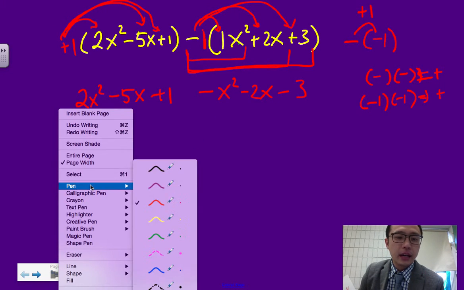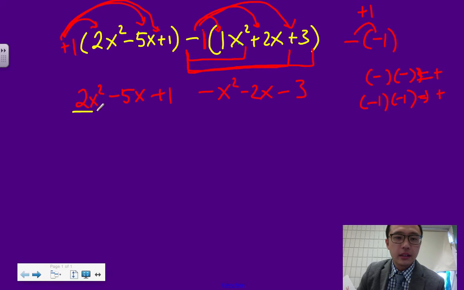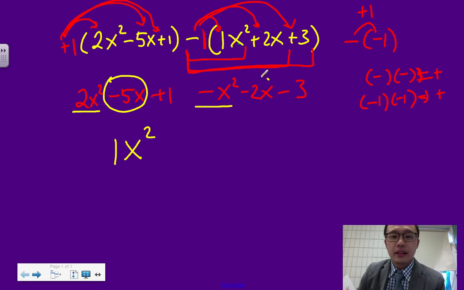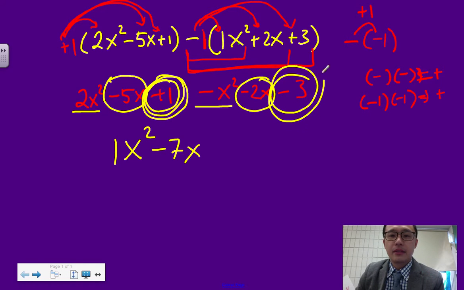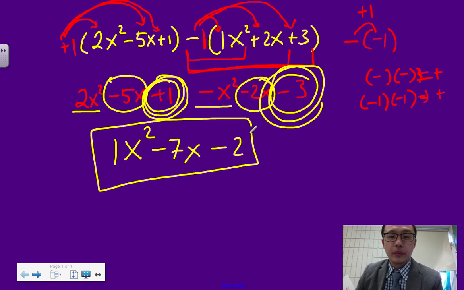And lastly, you can combine the like terms by just saying that this is a like term with this, so 2x squared subtract x squared is 1x squared. Negative 5x, negative 2x is negative 7x, and positive 1, well, let me just double circle this one, and negative 3, that's negative 2. Okay, so here are two different ways of subtracting polynomials.